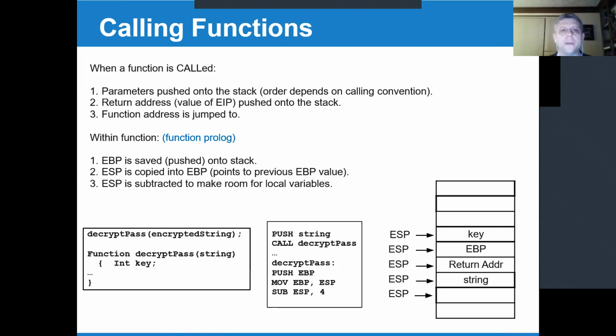Now, once that happens, we're in the function and we do what's called the function prologue. The first thing that happens is the EBP is saved onto the stack, because remember, the base pointer is that fixed point on the stack. We want to know where that's pointing to, so we want to save the previous one so we don't lose it. So the first thing that's done is it's pushed onto the stack.